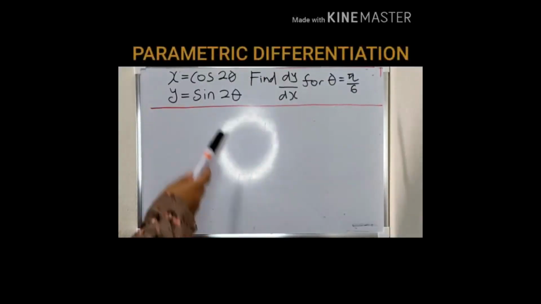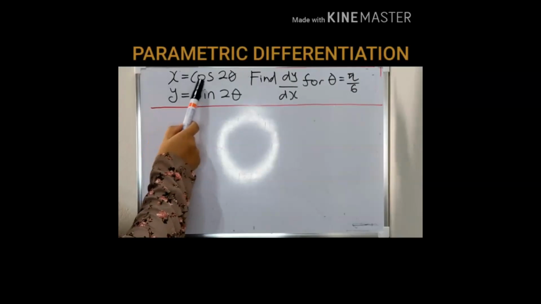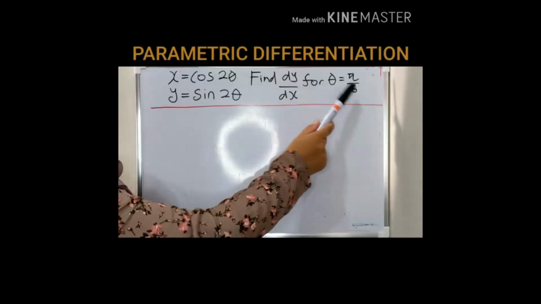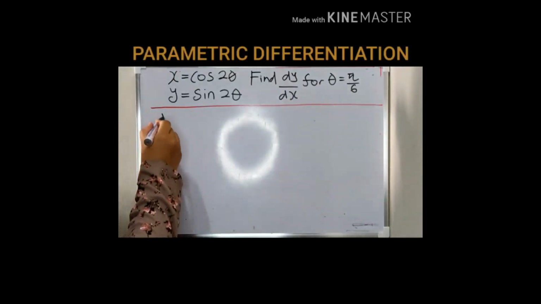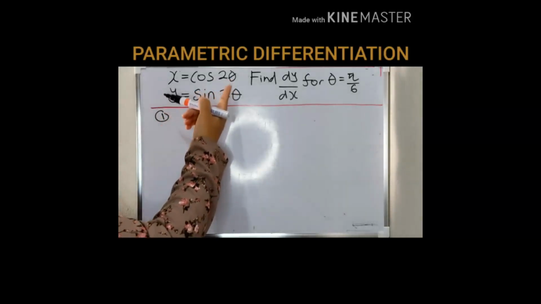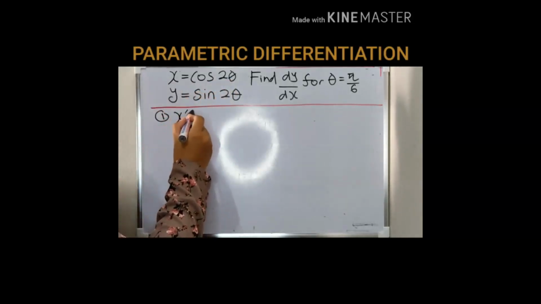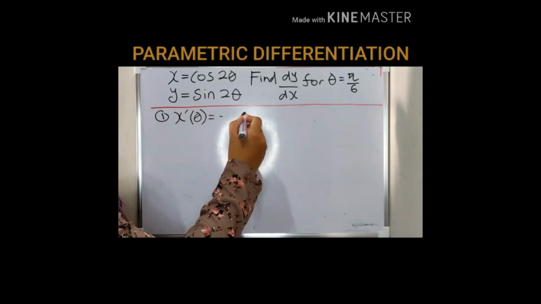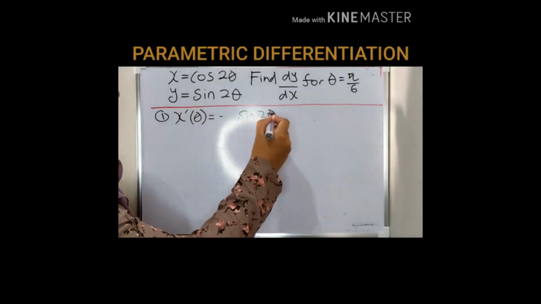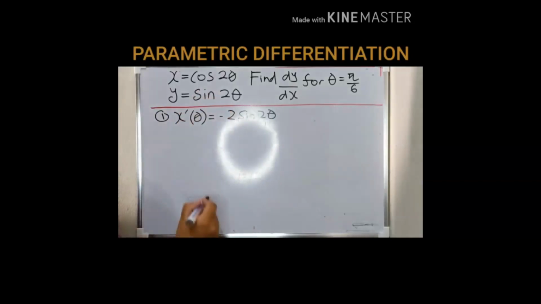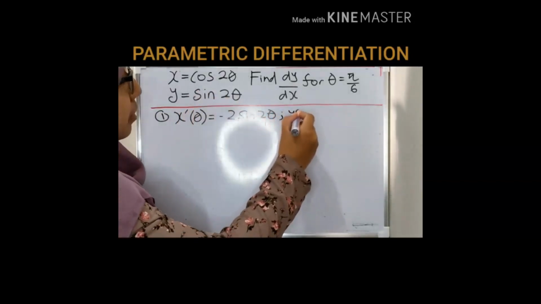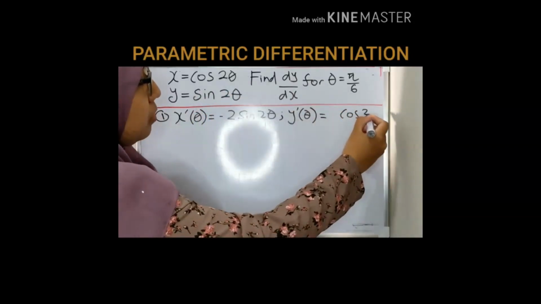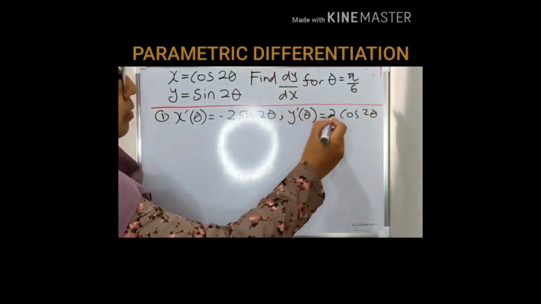Parametric differentiation. Now we have this example. You are given x equal to cos 2 theta, y equal to sin 2 theta. You are asked to find dy dx if theta equals pi over 6. First step, we must differentiate both with respect to theta. So x prime theta equals differentiate cos, which gives you negative sin 2 theta, and then differentiate the inside, so you have 2. And then differentiate y with respect to theta. Differentiate sine, positive cos 2 theta, and then multiply with 2 here.